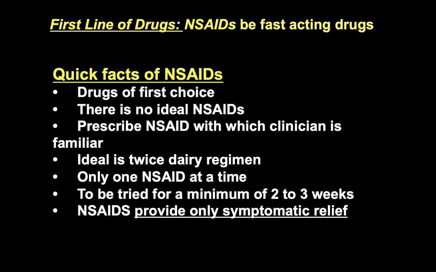The first line of drugs is NSAIDs, and there are some quick facts: there is no ideal NSAID. Prescribe the NSAID with which the clinician is familiar. The ideal is a twice-a-day regimen. Only one NSAID at a time because of different complications. To be tried for a minimum of 2 or 3 weeks of treatment. NSAIDs provide only symptomatic relief.